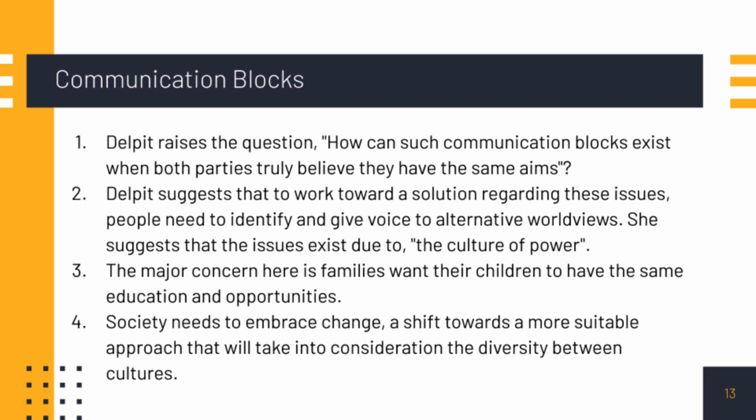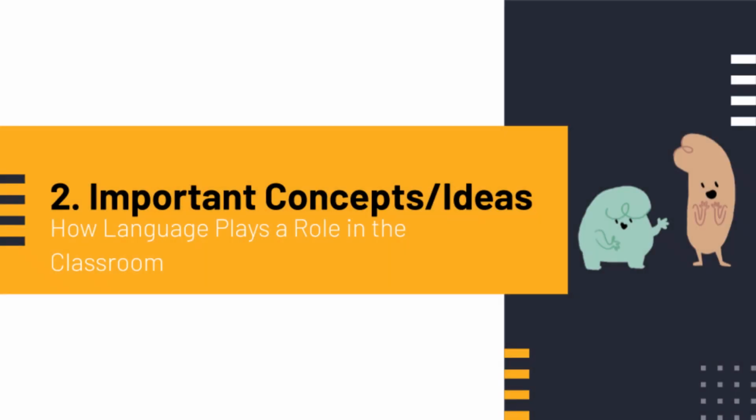The major concern here is that families want their children to have the same education and opportunities, but the dilemma is how can this be achieved when both parties have such strong opinions and distinct viewpoints. It really comes down to society as a whole having to move away from the norm and historical ways of doing things and embrace change, which will be a more suitable approach that will take into consideration the diversity between cultures. The final important concept to be discussed is how language plays a role in the classroom.